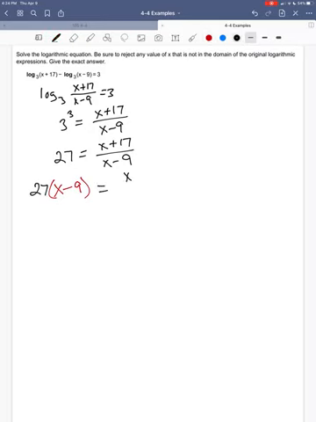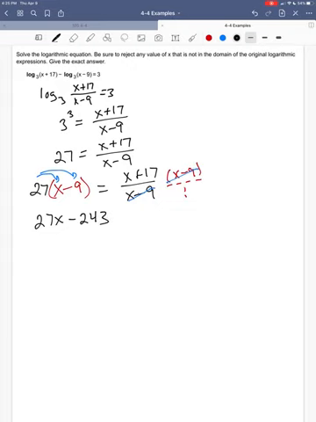And then I'll keep this fraction, but then I'll multiply by x minus 9. And of course, it's really x minus 9 over 1. I don't really need to write that, but that helps me realize these x minus 9s cancel out. That was sort of the point of that. I'm going to have to distribute over here. I'm going to have to multiply 27 times both of those parts. So I get 27x. We might have to use our calculator. 27 times 9 is 243. And then here I'm just left with x plus 17.